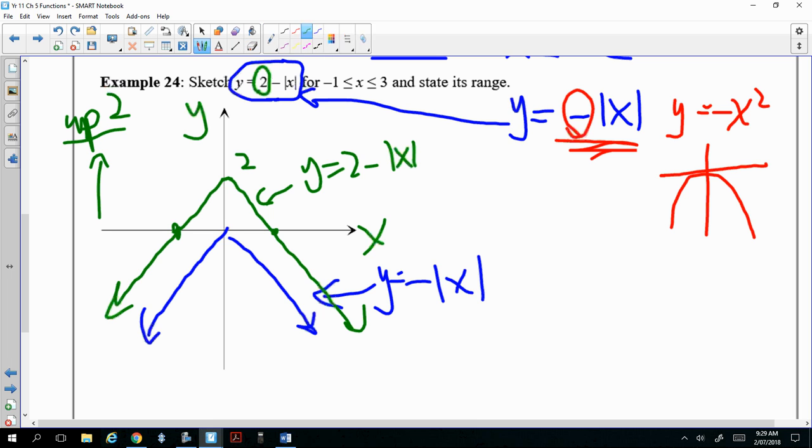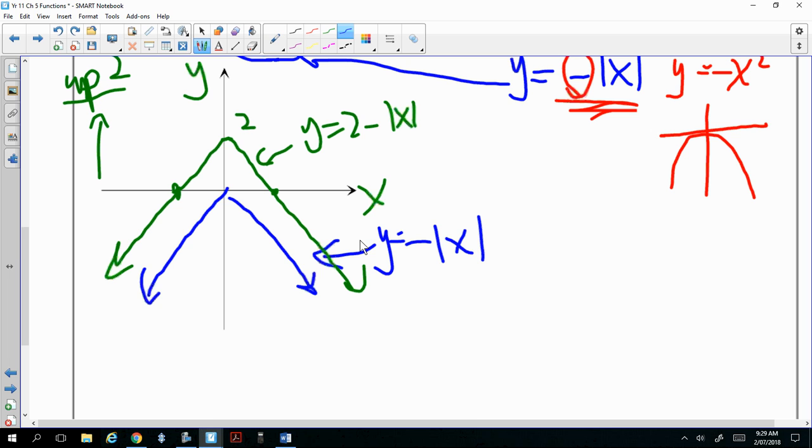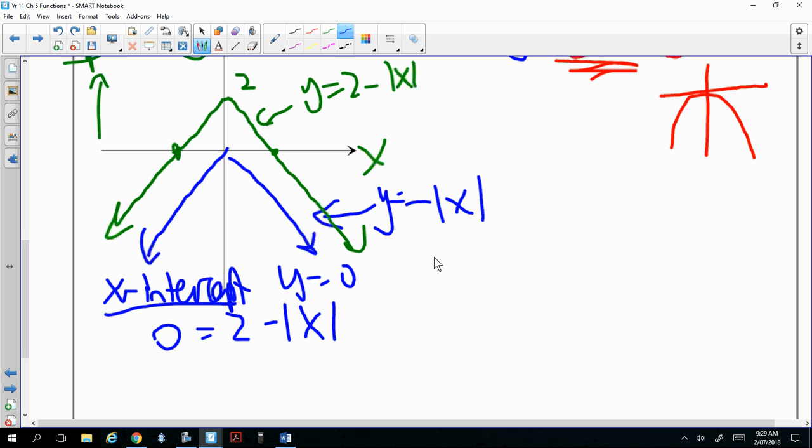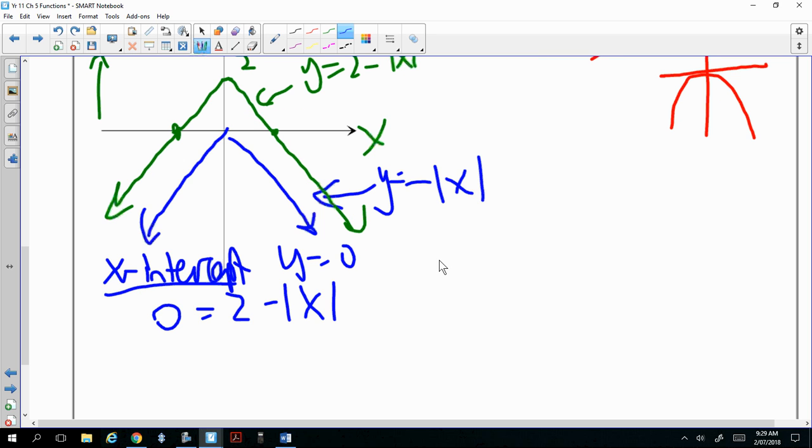So the x-intercept will be something. How do you find the x-intercept? You find x-intercept, that's when y is 0. Y is 0, so you get 0 equal to 2 minus absolute value X. So therefore absolute value X equal to 2. X is plus or minus 2. No problem? Yep. 2 and negative 2. Thank you very much.